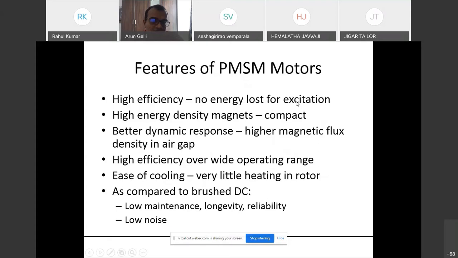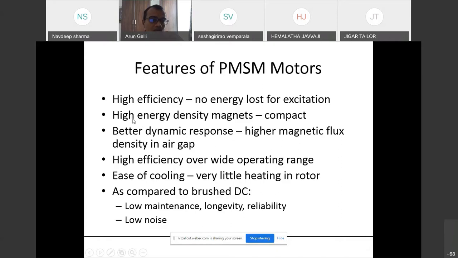There is no energy loss for excitation, because you have the permanent magnets on the rotor, so you don't need a separate circuit for energizing, unlike in regular synchronous machines. So that's a highly efficient one. And as we go, there is a lot of research going on in getting high energy density magnets using rare earth metals. So they are compact, and you can get higher magnetic fields.